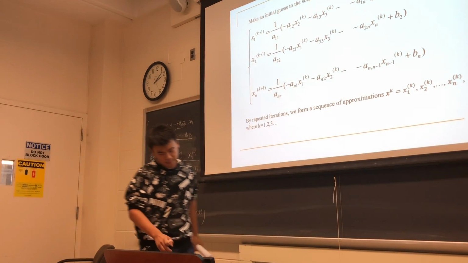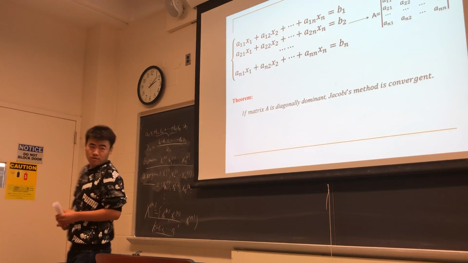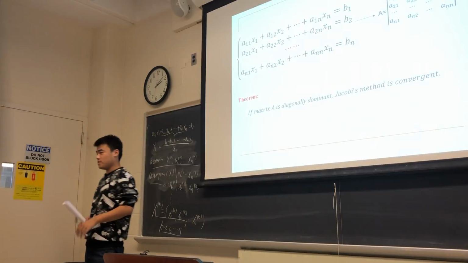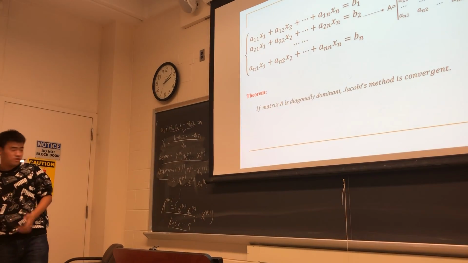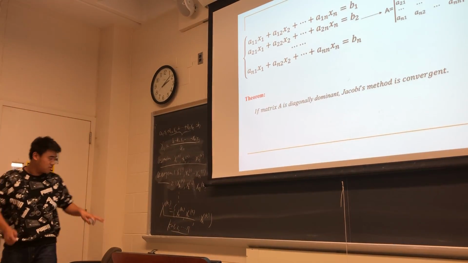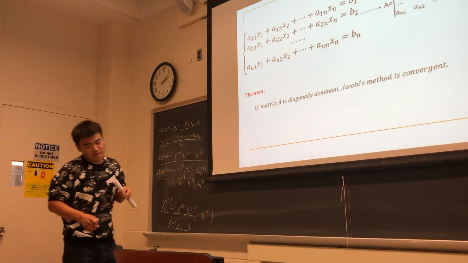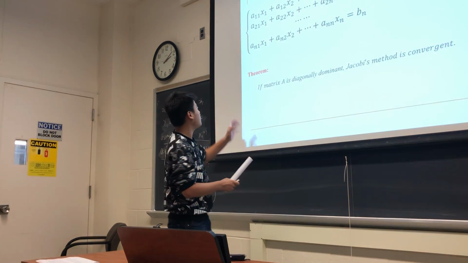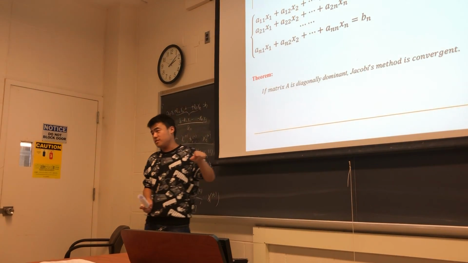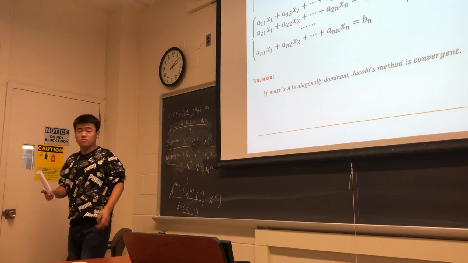This is the set of the assumptions of the solutions. And now we have a problem, which is whether Jacobi's method is convergent. If Jacobi's method is convergent, we know that this set of assumptions can converge to the exact solution of this equation system. And now I can give you a theorem: if the matrix A is diagonally dominant, then Jacobi's method is convergent.